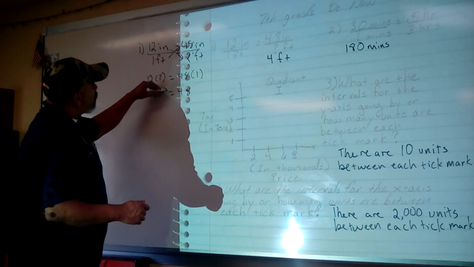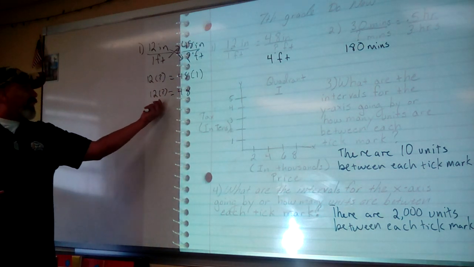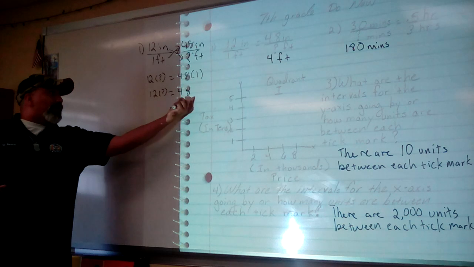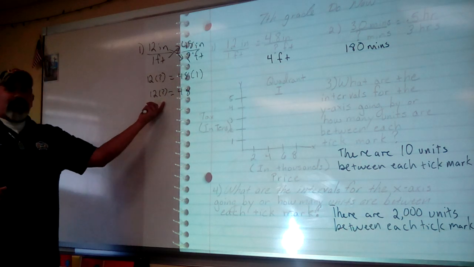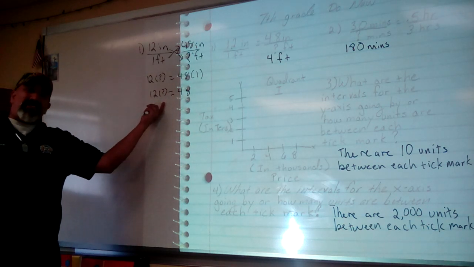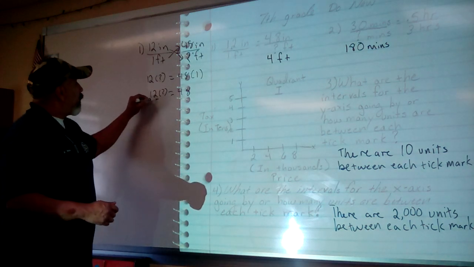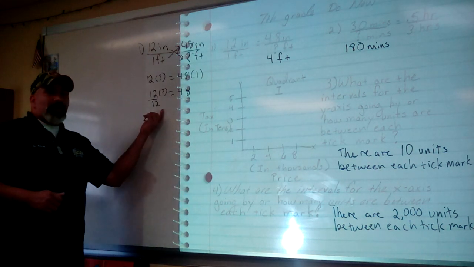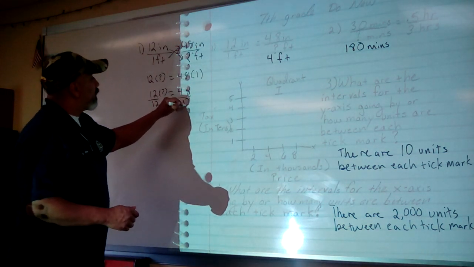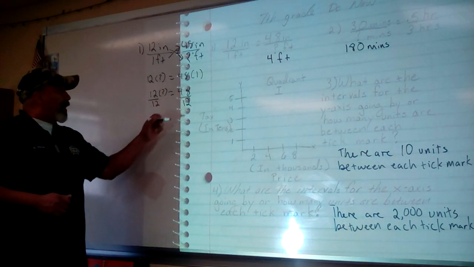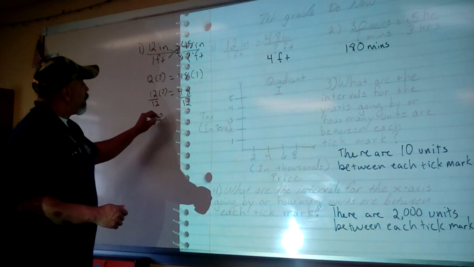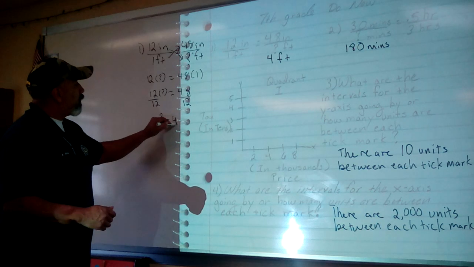12 times our unknown. Right here, it's telling us that we have to multiply something that will give us a 12. When we do that, that's multiplication. We're going to do the inverse of multiplication, which is division. So we're going to divide by 12. What we do to one side, we're going to do to the other side. When we do 48 divided by 12, we get our unknown to equal 4.